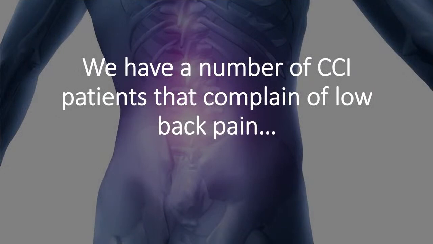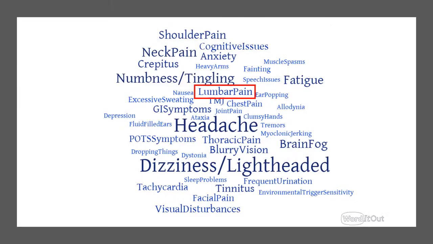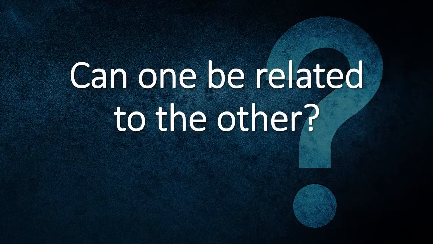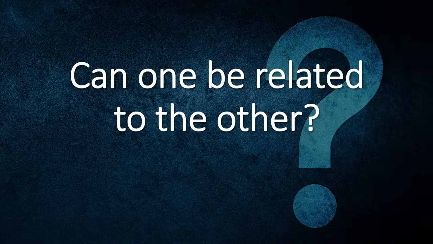So we have a number of CCI patients that complain of low back pain or SI pain or sacral pain or tailbone pain. And if we look at all the different complaints that CCI patients have, lumbar pain is right in there. Now, it's not as obviously as common as something like headache pain or dizziness, but it is in the mix. And we know that a good chunk of those patients have pain in their tailbone, sacrum, SI joint area. So can these two things be related? Can the CCI be in some way causing this tailbone pain?